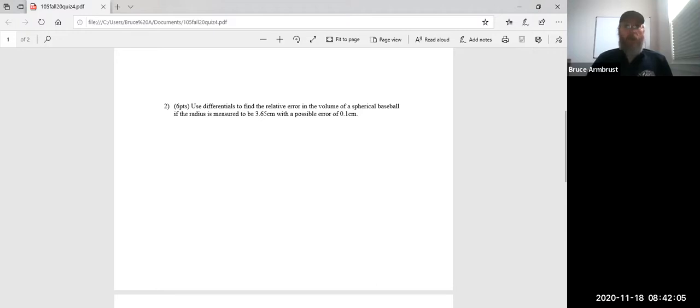So what we need to do is get a formula that relates the volume of the baseball with the radius of the baseball. And then once we have that, we differentiate and we do basically what we did in number 1 to find our potential error. But again, this is asking us to find relative error. So relative error is going to be the absolute error divided by the true value. All right, so let me go back to the whiteboard.